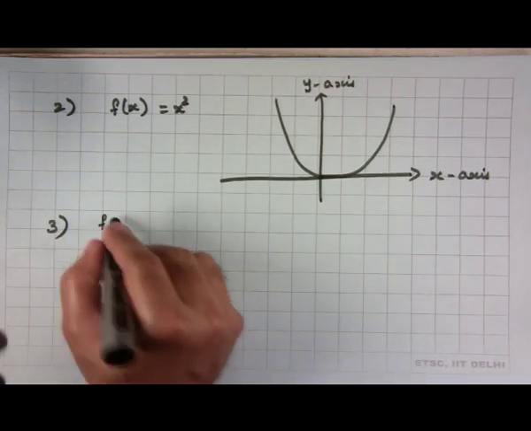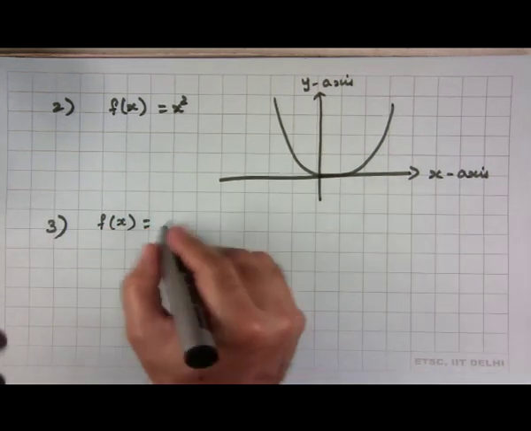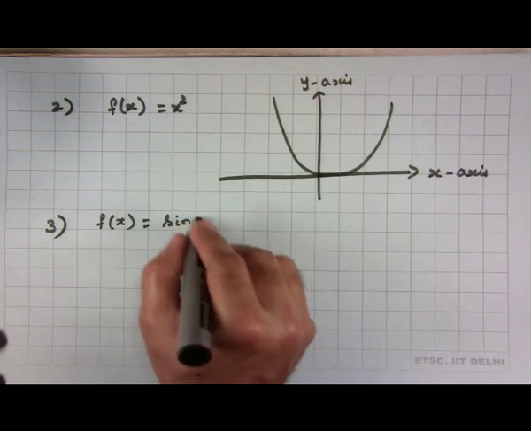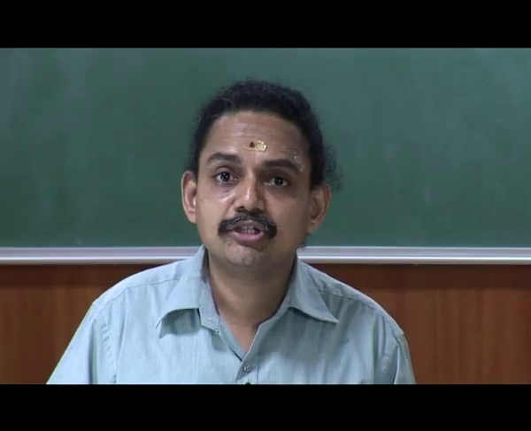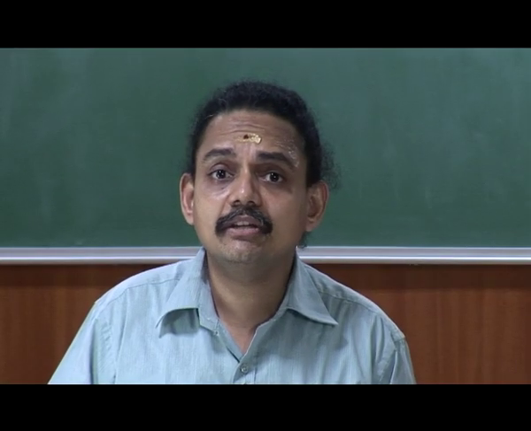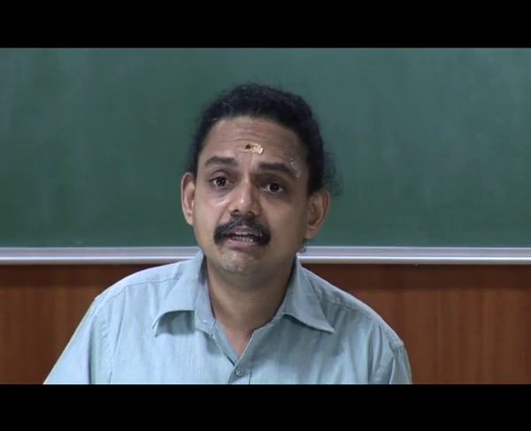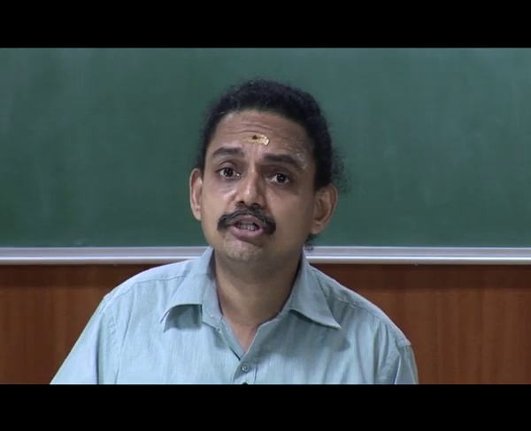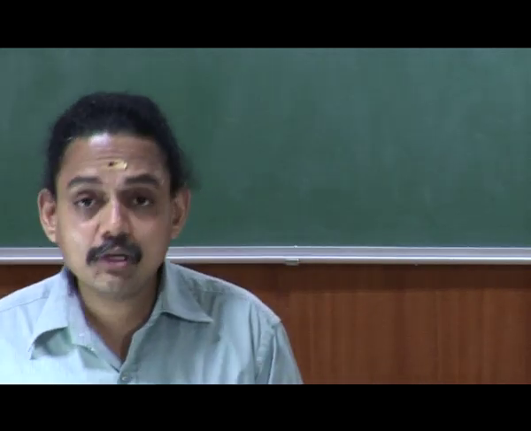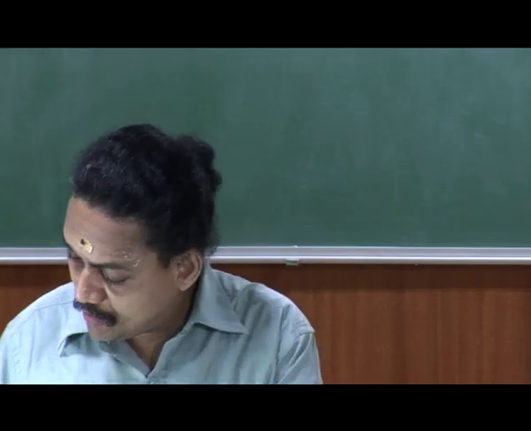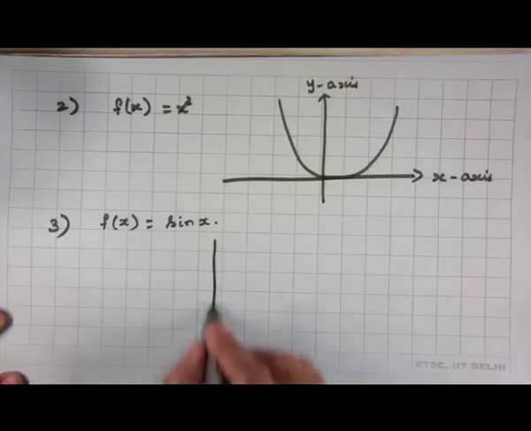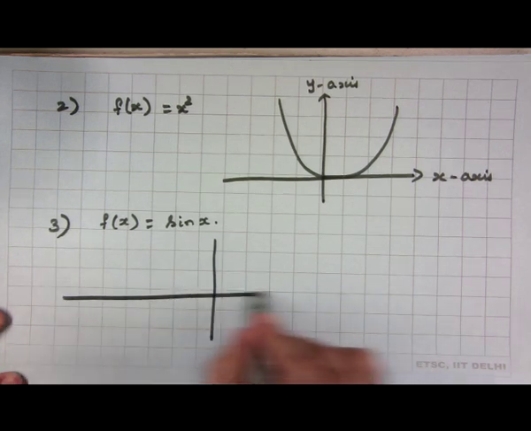The next one, let us look at f of x equal to sin x. Sin is a trigonometric function which will be introduced in some other lecture, but before that let us have a look at how this function looks like, which you will also have a chance to look at when you do trigonometry. This is going to be a 2 pi periodic function.